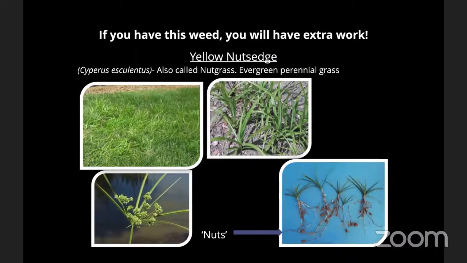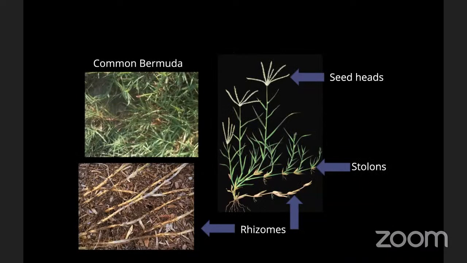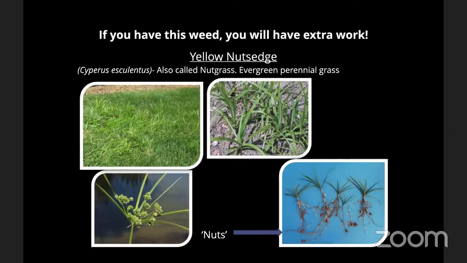There are some other sorts of warm season turf, but Bermuda grass is the really common one. And again, in the full workshop, we go through one by one the other semi-common ones. And if you have this weed, this is really the one to be on the lookout for that might change your plans. You will have some extra work.